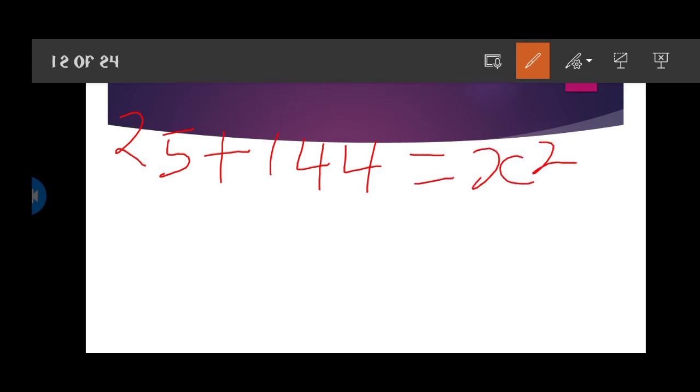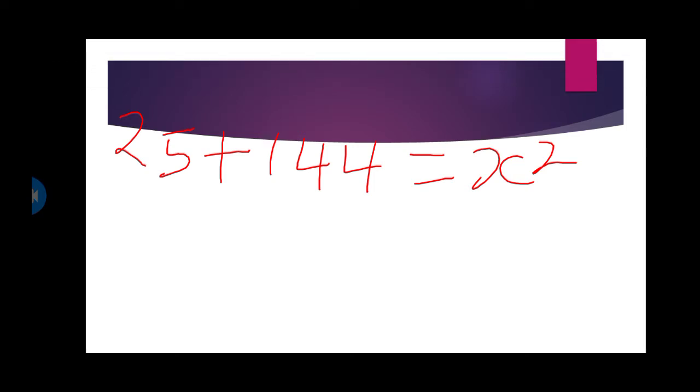5 times 5 is 25. Then what again? 12 square. 12 times 12 is 144. So 25 plus 144 equals x square. Yes, if you don't know squares of numbers, you need to listen to my song on squares of numbers. Maybe it can help you.